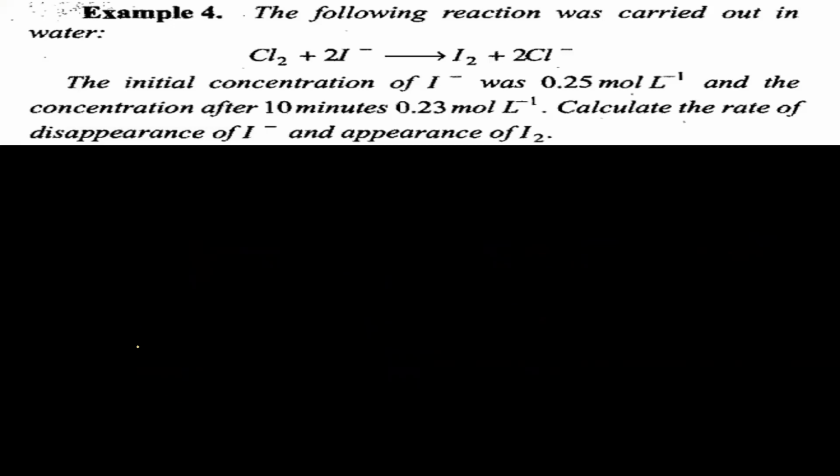So here is example 4. The following reaction was carried out in water: chlorine plus 2I negative gives us iodine plus 2Cl negative. The initial concentration of I negative was 0.25 mole per liter, and the concentration after 10 minutes is 0.23 mole per liter. Calculate the rate of disappearance of I negative and appearance of iodine for this reaction.